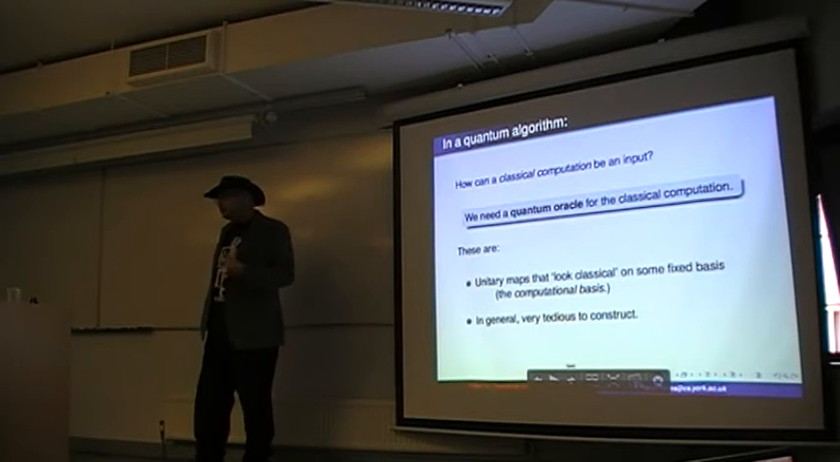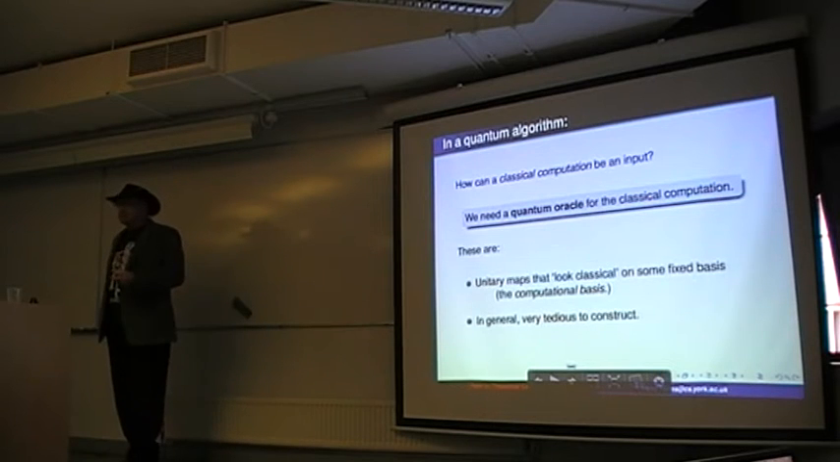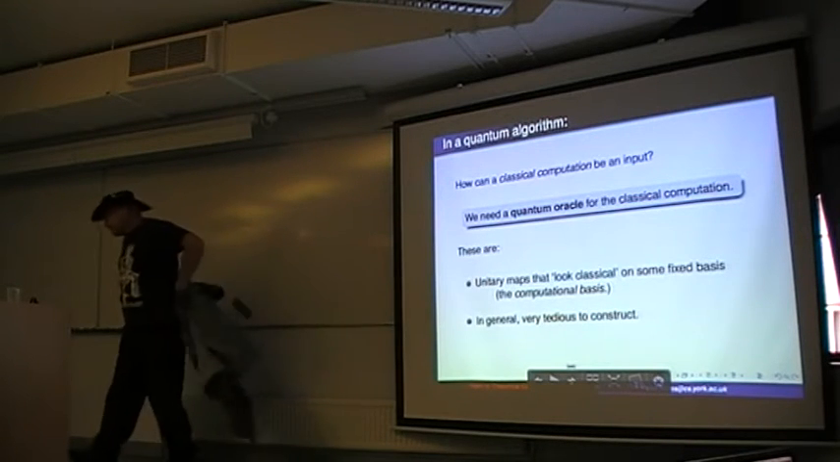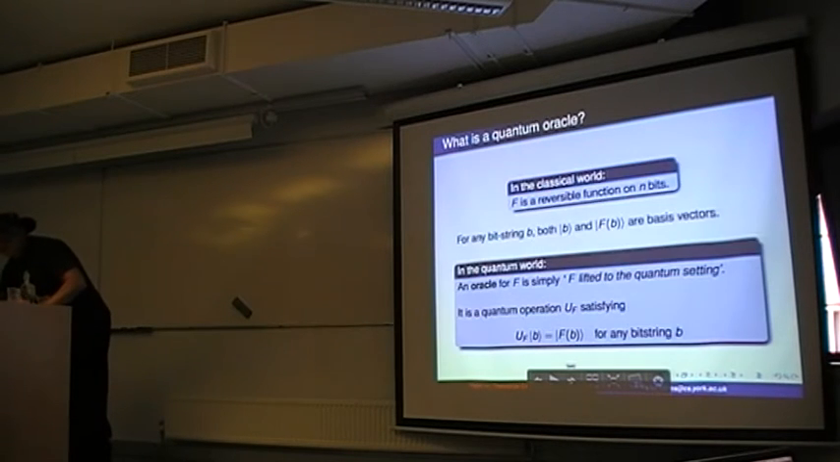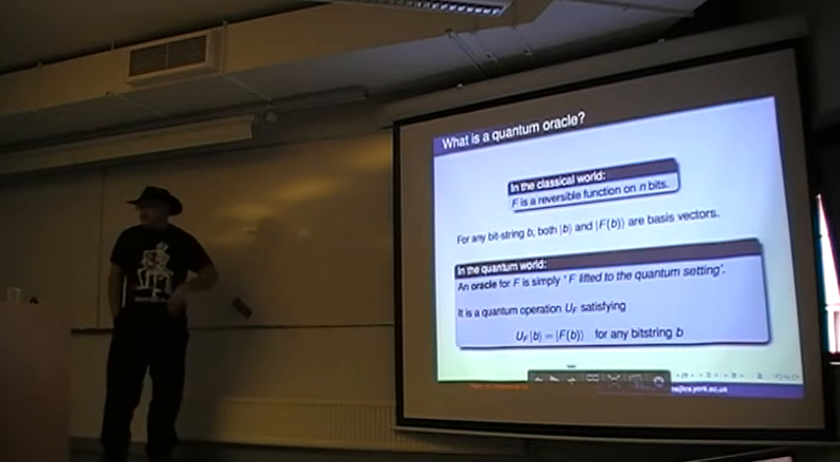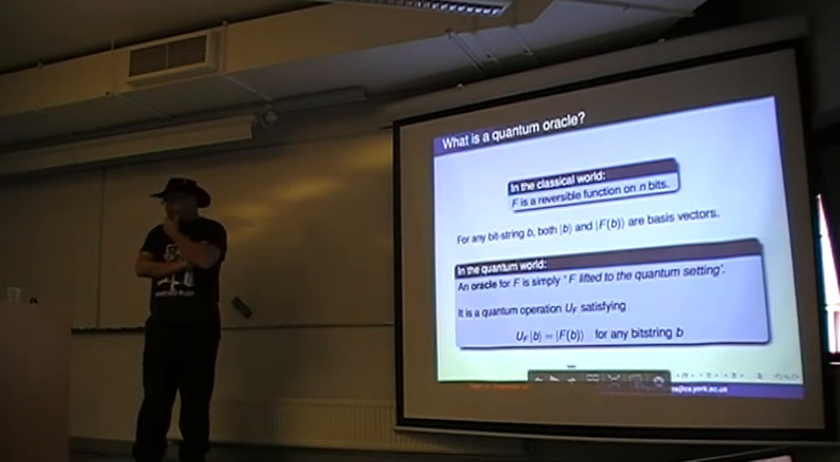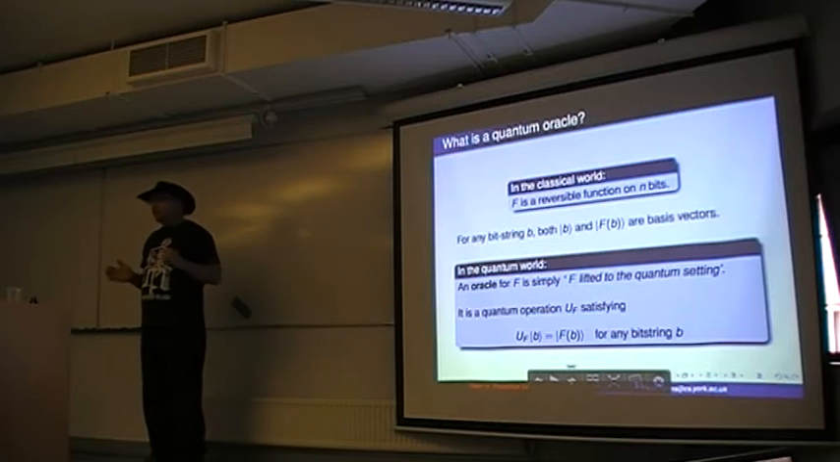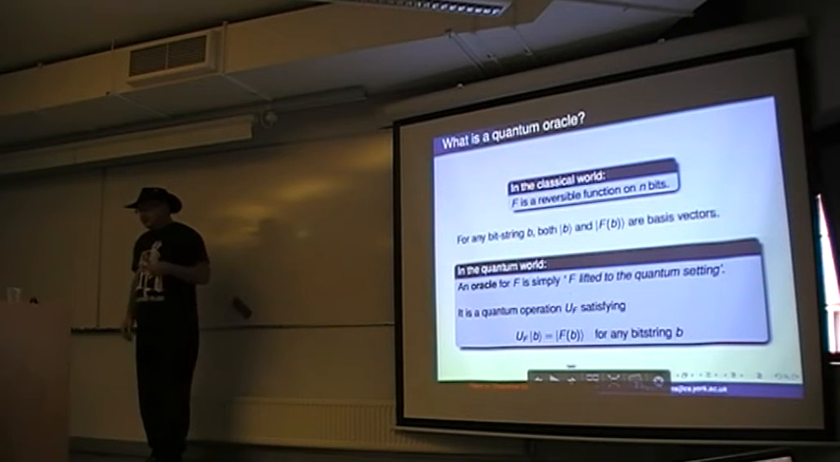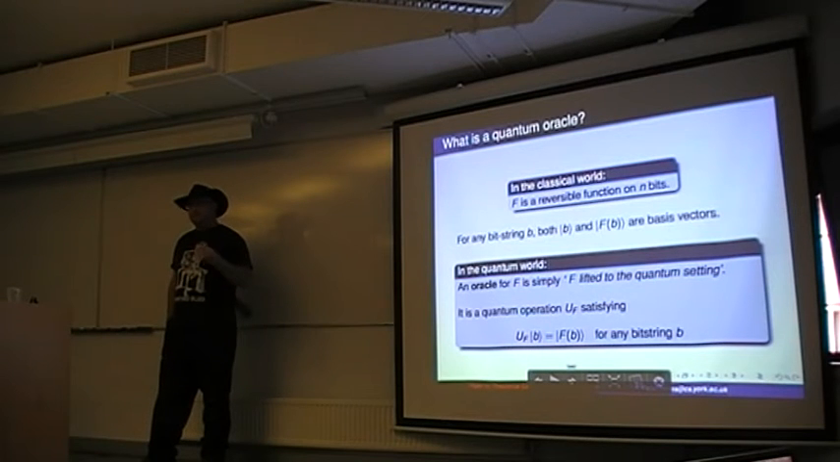Okay, now, the natural question then is, how can a classical computation be an input to a quantum algorithm? And the simple answer is, it's input as a quantum particle. So, of course, these are unitary maps that, when applied to the computational basis, look classical. They map basis vectors to basis vectors. And as I comment here, they're very tedious to construct. Okay, I'm going to move this.